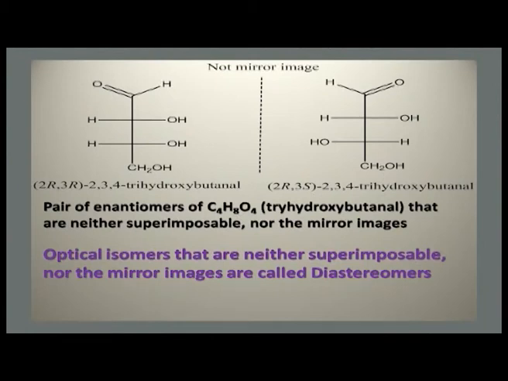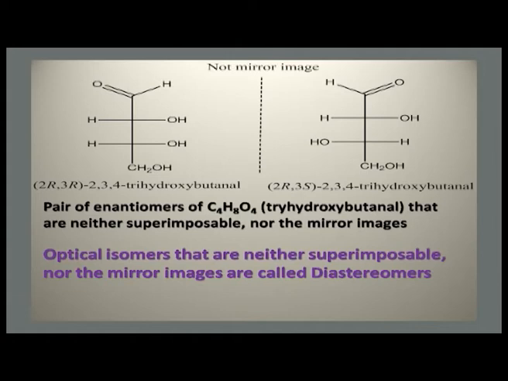Diastereomers. Optical isomers that are neither superimposable nor mirror images are called diastereomers. The structures shown here are neither superimposable nor mirror images. Structurally, compounds that are dissymmetric will produce optically active compounds. That means compounds that do not contain a center of symmetry, plane of symmetry and rotation-reflection axis of symmetry are called optically active. In case of coordination compounds, in most cases, the plane of symmetry provides sufficient information about the optical activity of the compound.